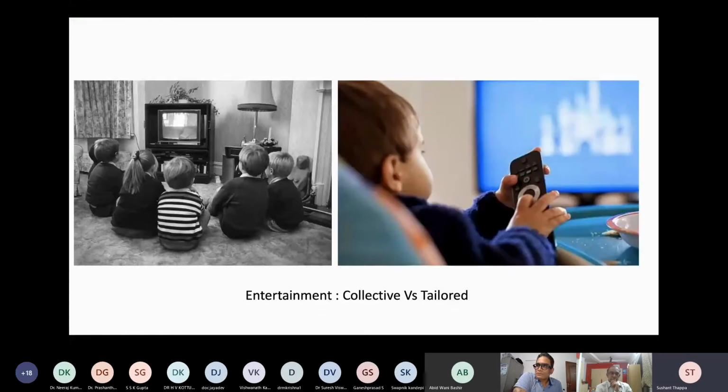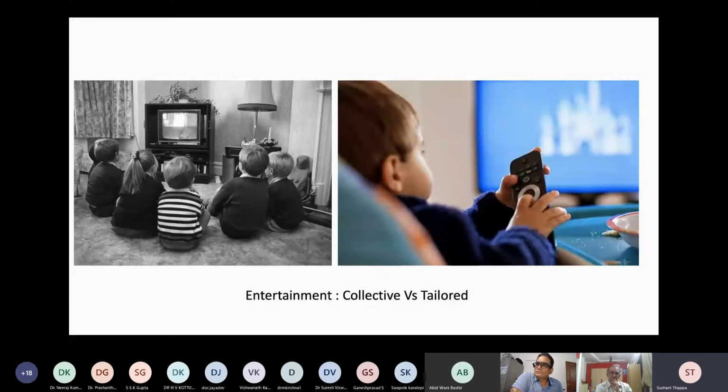What is happening now is we have moved towards more tailored entertainment. We have Netflix, we have Amazon Prime, and all those things. Things are very tailored. If I want to see a horror movie or a comedy movie, I specifically go to that genre, and it's available to me.